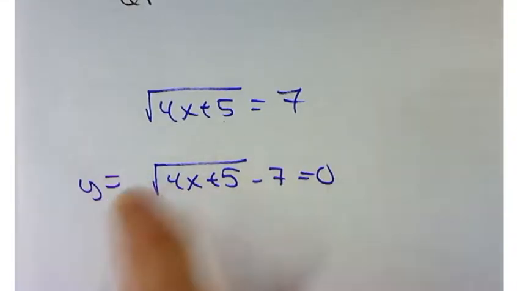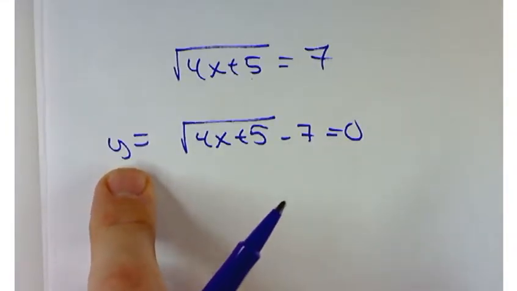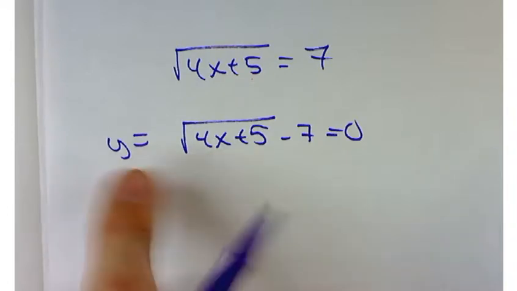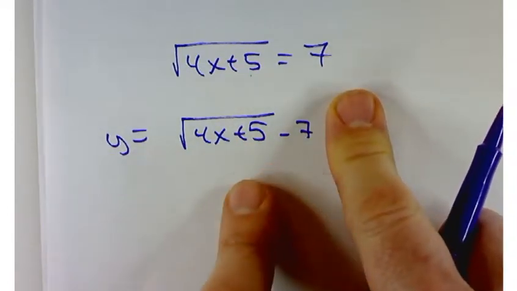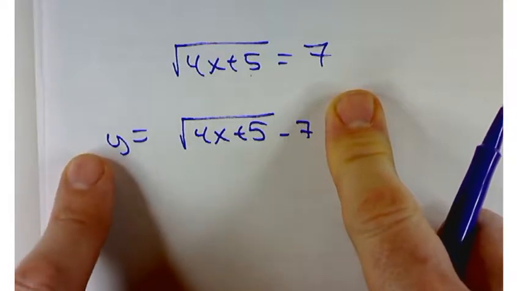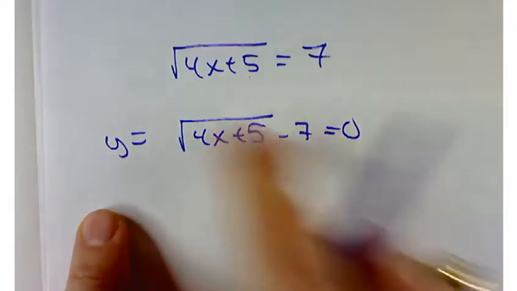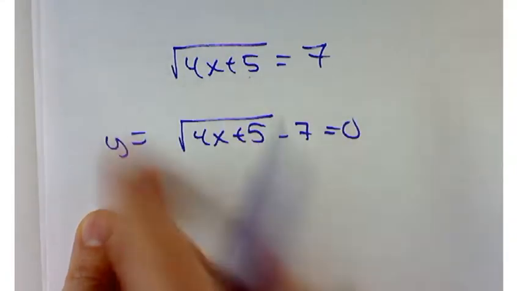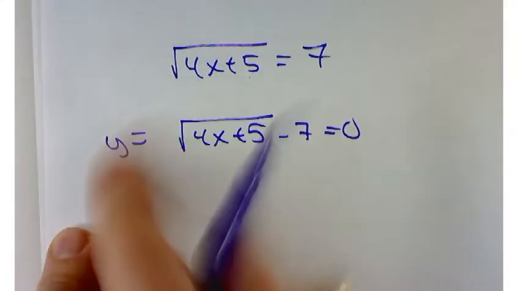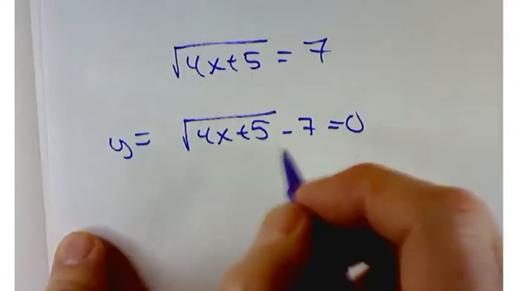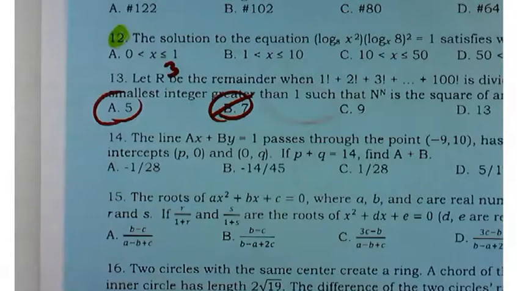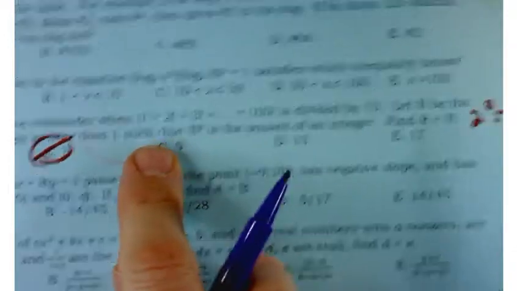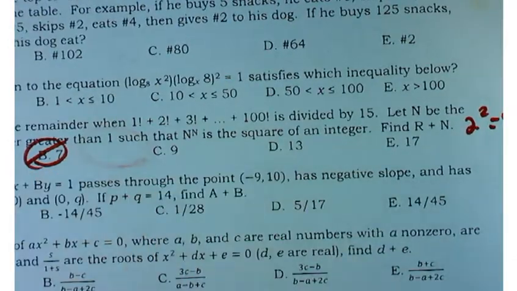And realize that if I define an equation like this, y equals this, it is going to cross the x-axis when y equals 0. So basically, I'm looking for the x-intercepts of this graph, and the solution in this case was when x was equal to 11. How does that apply to us here? Well, this is my equation.